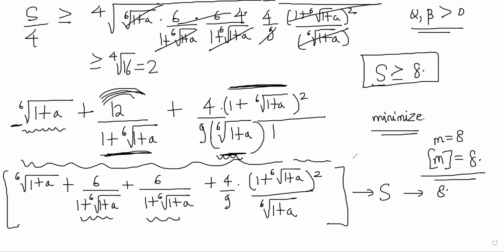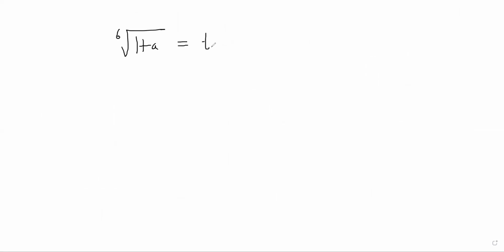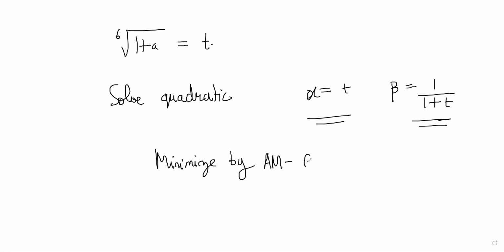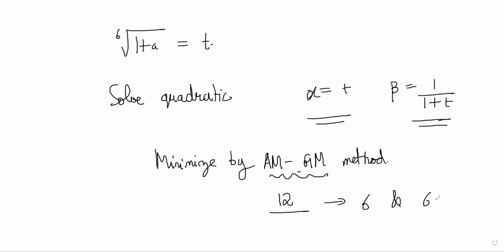Again, the problem is actually very easy. The key things in the problem are what? Take this thing as a variable, solve the quadratic by simple methods. You'll get x is equal to t, alpha is equal to t, and beta is equal to 1 by 1 plus t. Once you do that, you have to minimize by the AM-GM method, right? And to minimize here, you will have to split the 12 term into two parts, 6 and 6. Why? Because you need two factors like this in the denominator to cancel everything, right? So that is the solution for this problem.